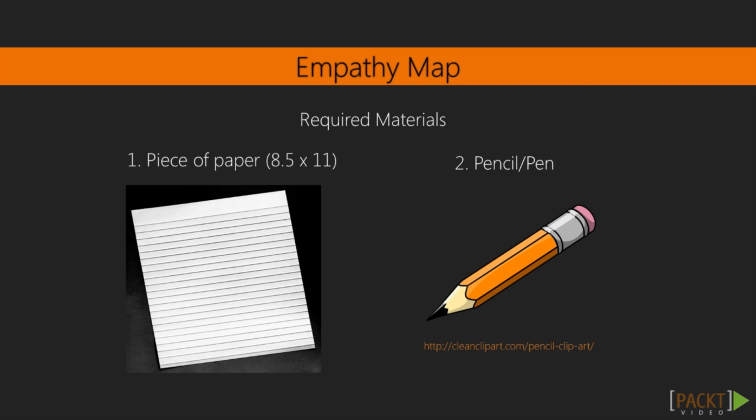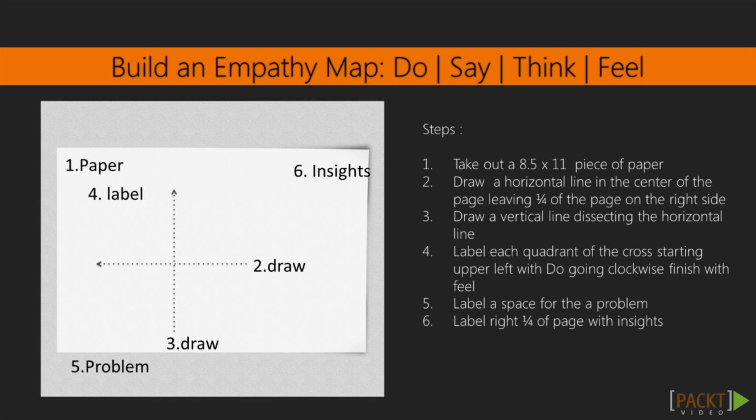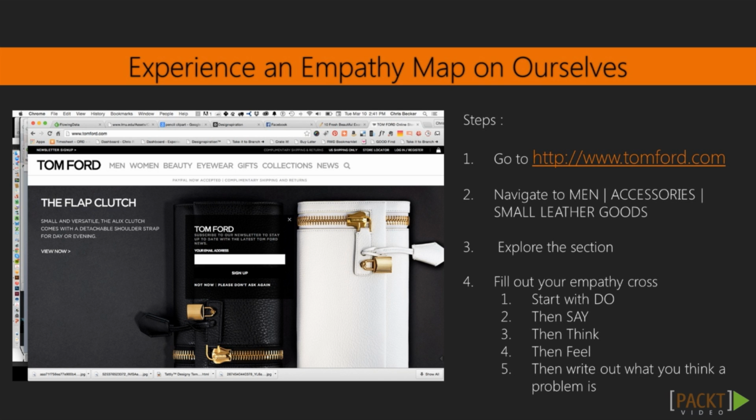Draw on the piece of paper a cross. In the upper left square of the cross, label it say. In the lower left, label it do. In the upper right, label it think. And the lower right, label it feel. So it goes do, say, think, and feel. On the lower half, place a statement that says problem, and then you also want to give yourself a portion where you can leave insights. Good. Once you've done this, let's go test this process.